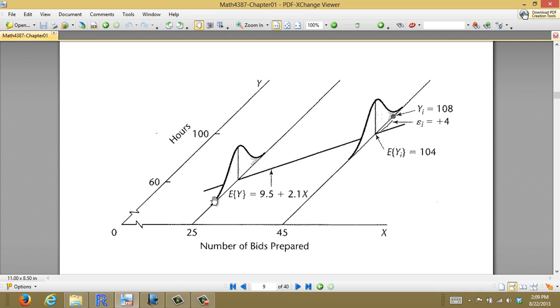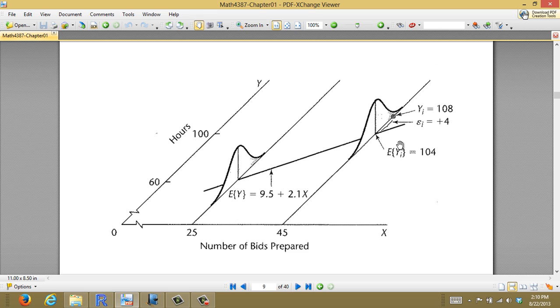And what we imagine is that for each x, so let's say that we have an x value of 25, for each value of x, there's going to be some distribution, which we'll typically assume is going to be normal, but we're not assuming that quite yet. But there's some distribution at each value of x for the response. And for that particular value of x, the distribution is centered here at 9.5 plus 2.1x. And we draw a random error from this distribution and we add it to the regression function. And that gives us our observation for the observed data value.